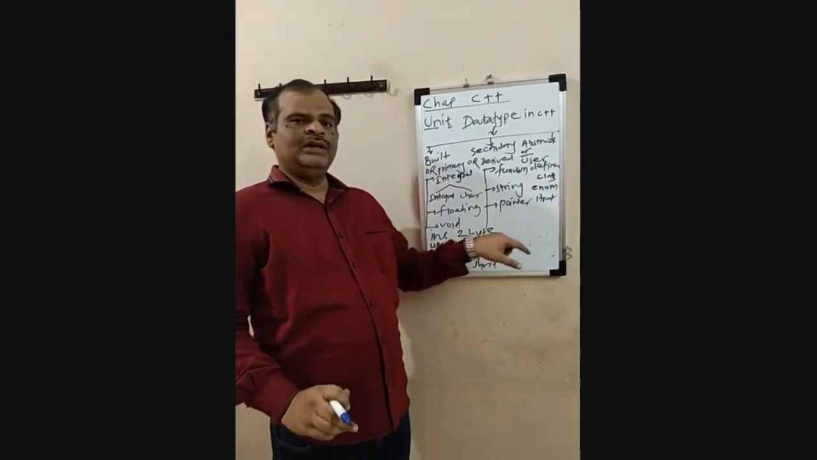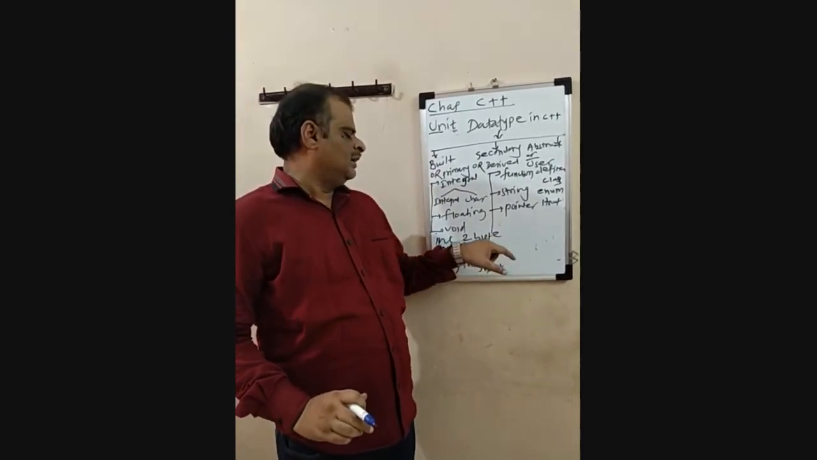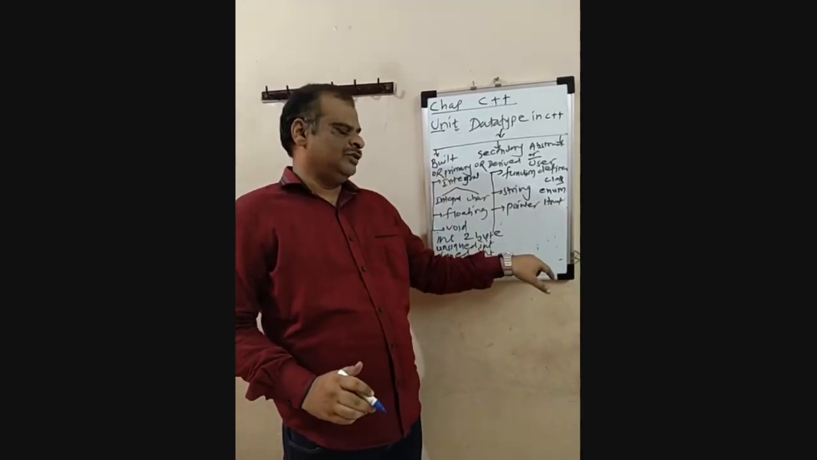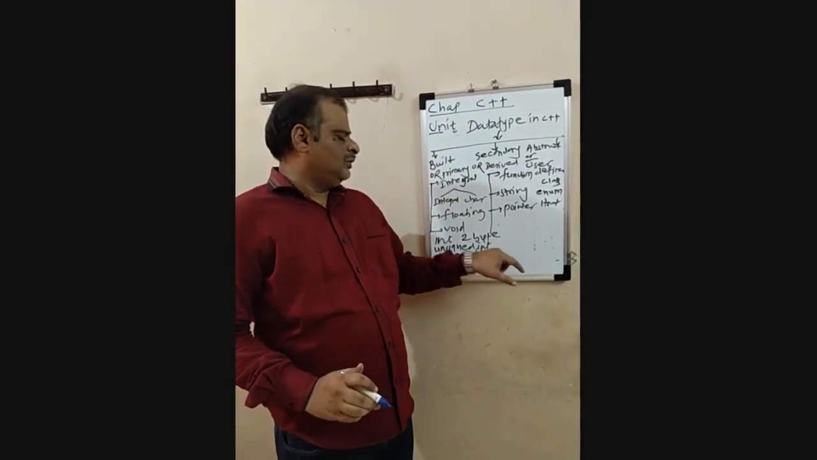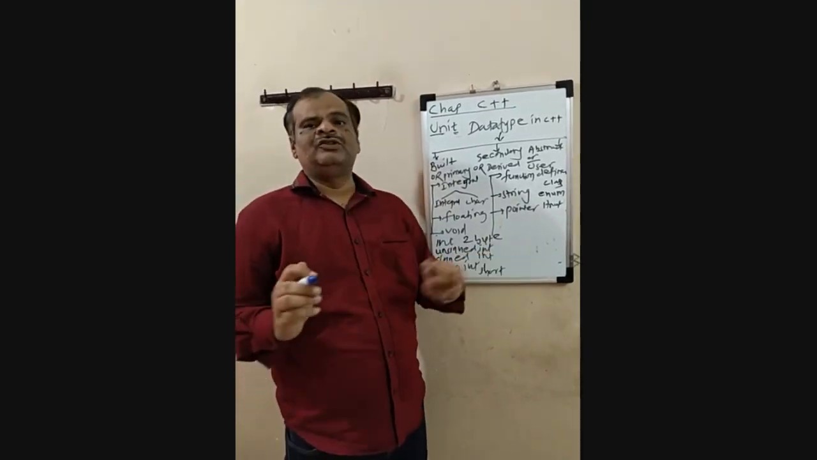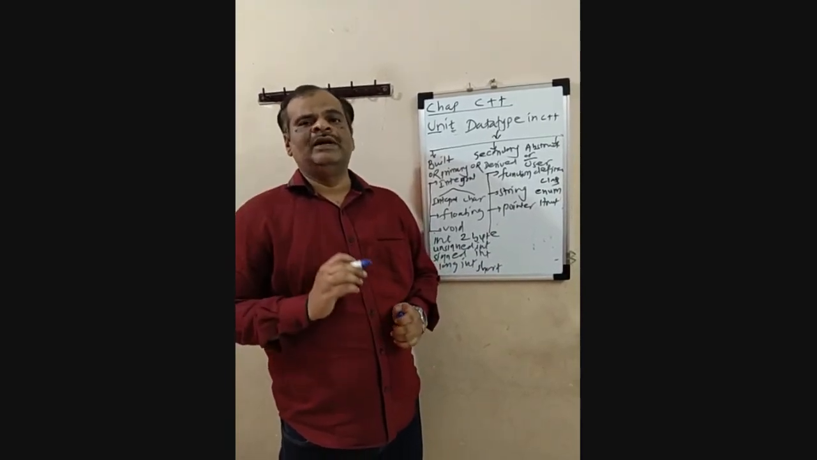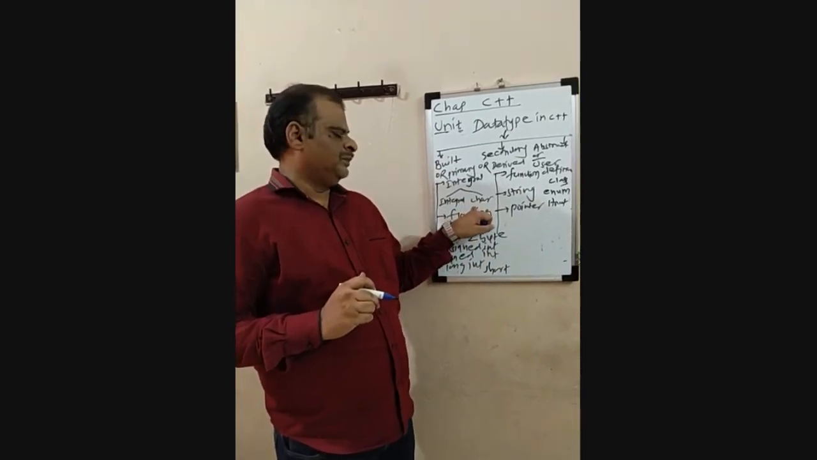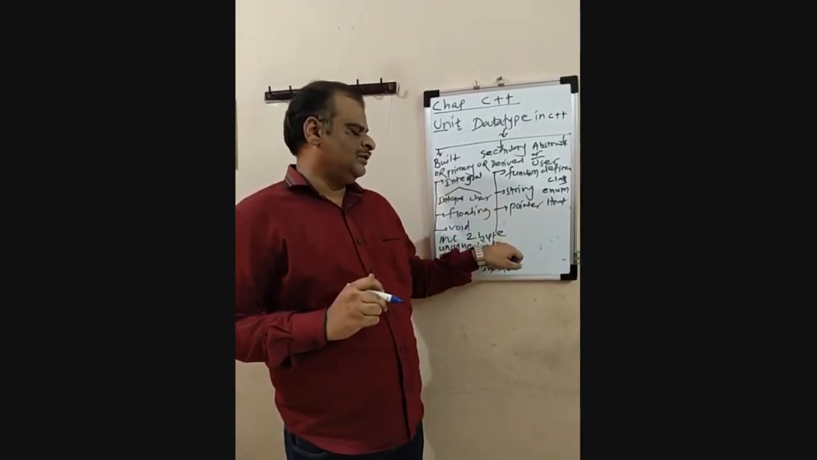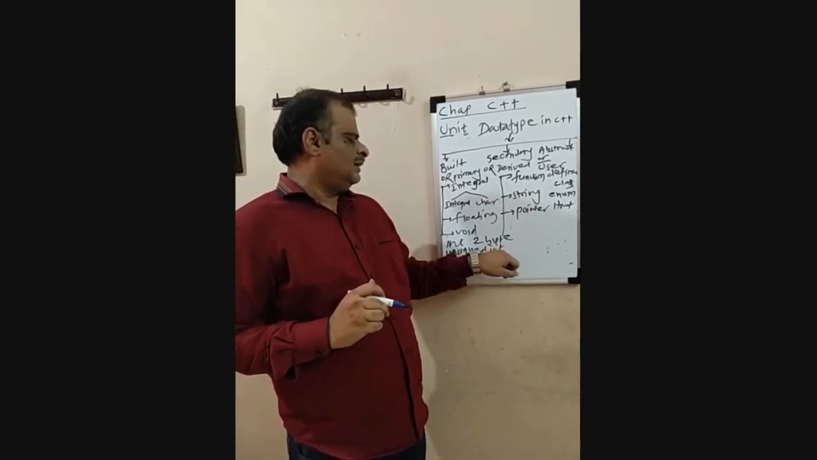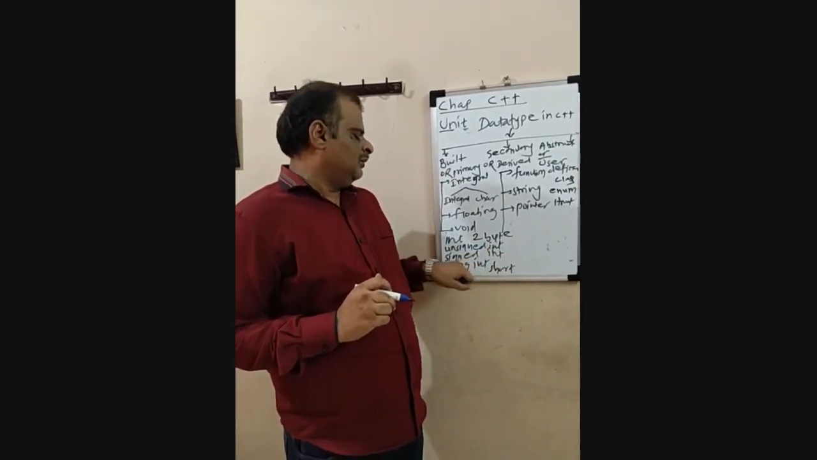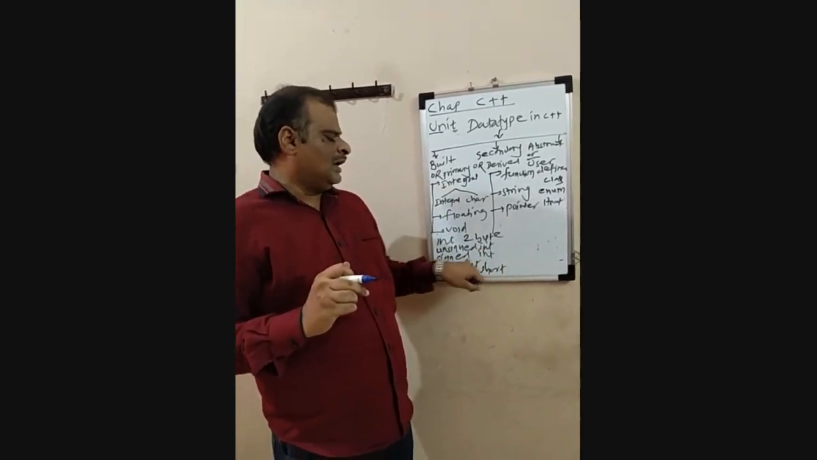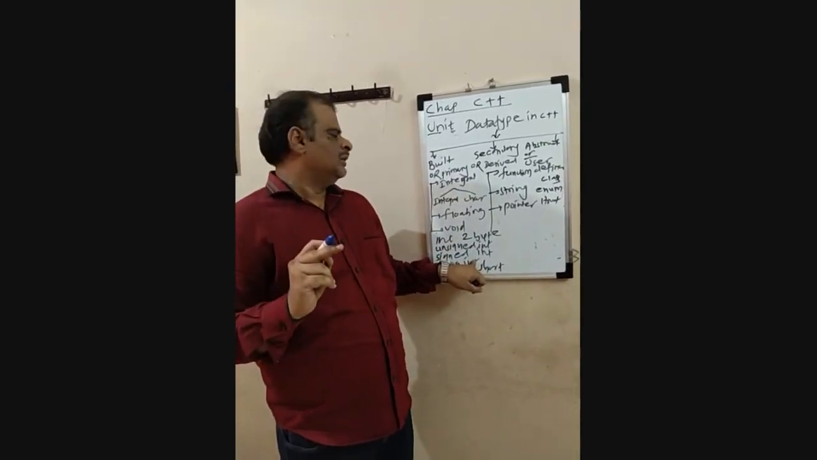Whenever int is used, 2 bytes are reserved. For unsigned int, 2 bytes are reserved. For signed int, 2 bytes are reserved. For long int, 4 bytes are reserved. For short int, 2 bytes of memory are reserved. Similarly for char type, 1 byte is reserved. For unsigned char, 1 byte is reserved. For signed char, 1 byte is reserved, and for long char, 2 bytes are reserved.